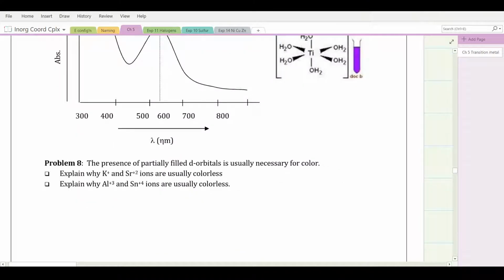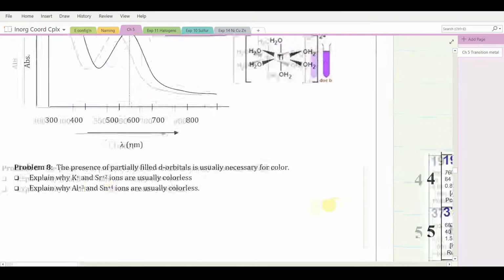Problem 8. The presence of partially filled d orbitals is usually necessary for color, which we will explain in a moment. But given that, explain why potassium cation and strontium cation are usually colorless. Well, the question is, do they have partially filled d orbitals? What about aluminum 3+ and tin 4+? Well, it's an easy question to answer.